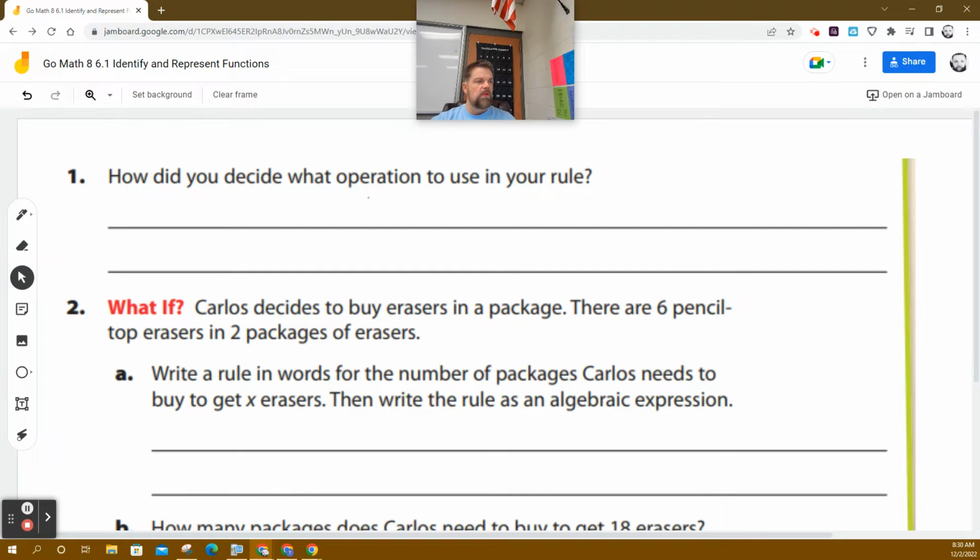All right, so to build on that last problem, we're going to segue into another example.